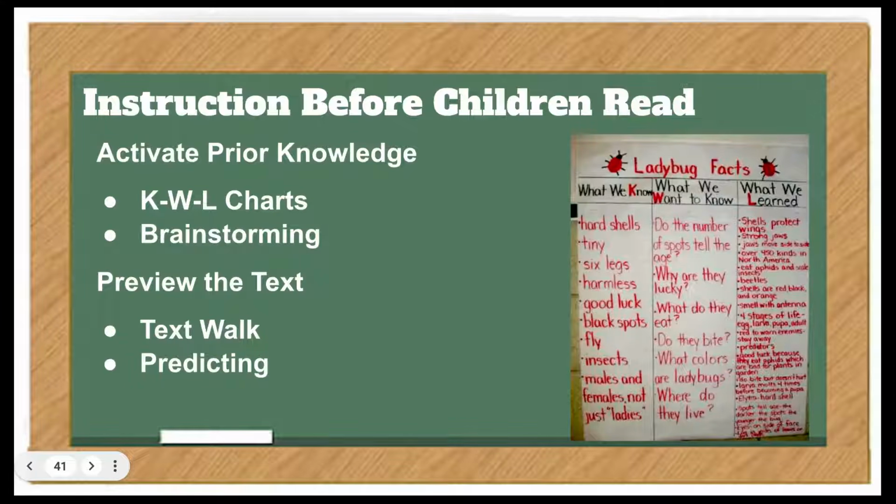Now, before you even get started with reading, you want to do some prior instruction. It's really important, as I shared in the vocabulary video, that you always activate your students' prior knowledge. Some ways that you can do that is by doing a KWL chart, as shown in this example. Stories about ladybugs, and the students maybe are reading informational text, want to activate their prior knowledge.